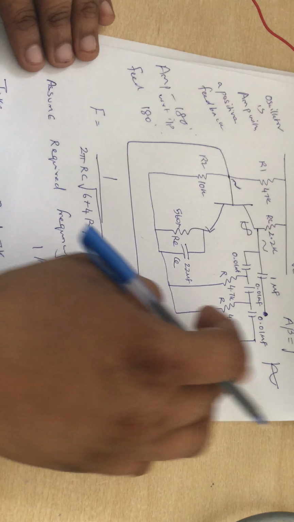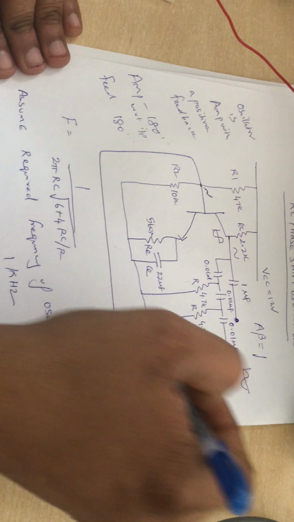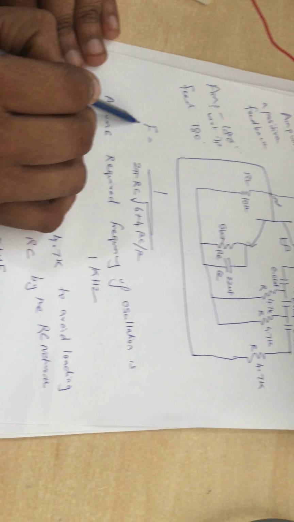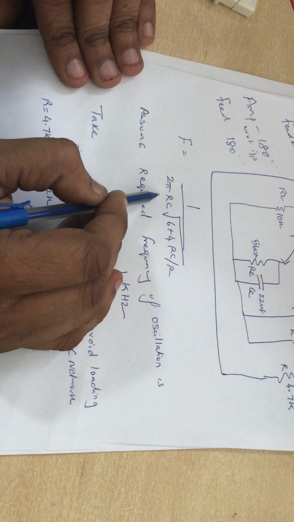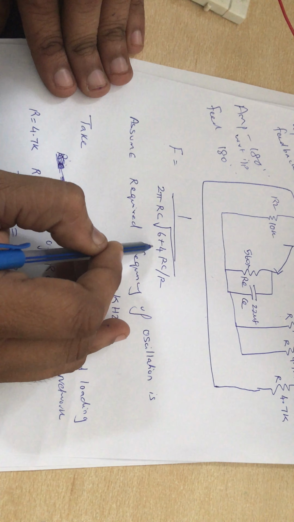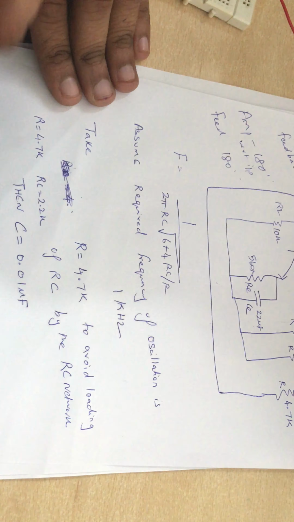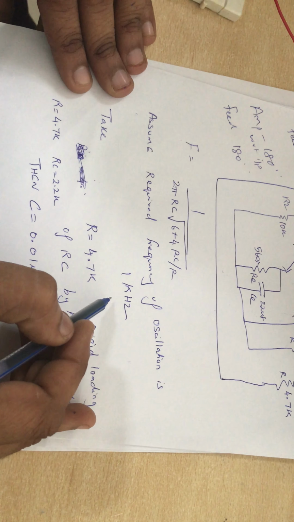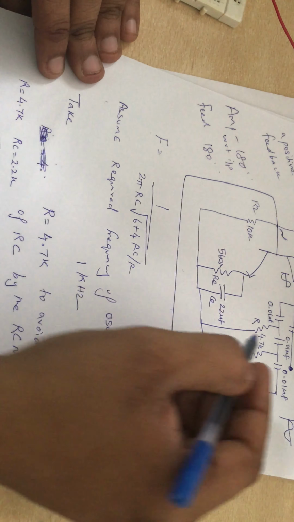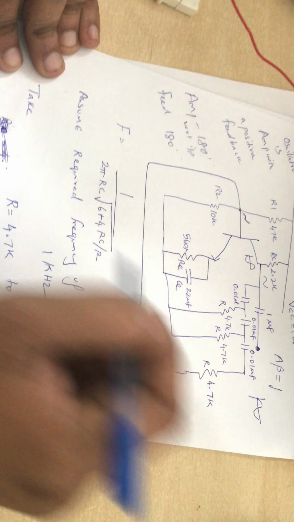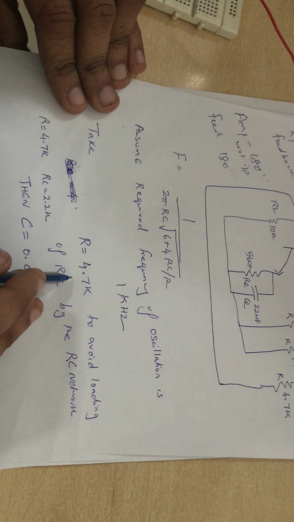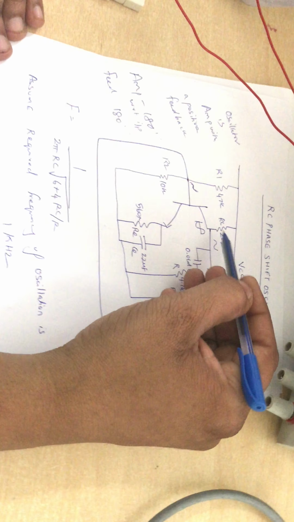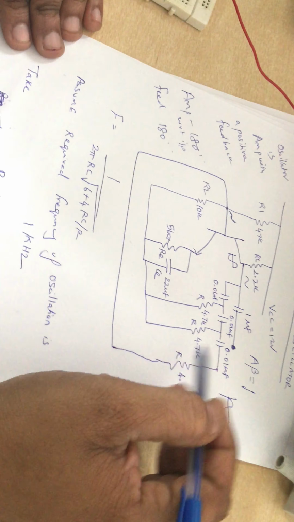So let us see the frequency that is being generated by this particular network. The frequency of oscillation is given by 1 by 2 pi RC root of 6 plus 4 RC by R. Suppose, for example, the required frequency is 1 kilohertz, and we are going to assume R as 4.7k. Why? Because we are going to avoid the loading of this RC by the RC network.